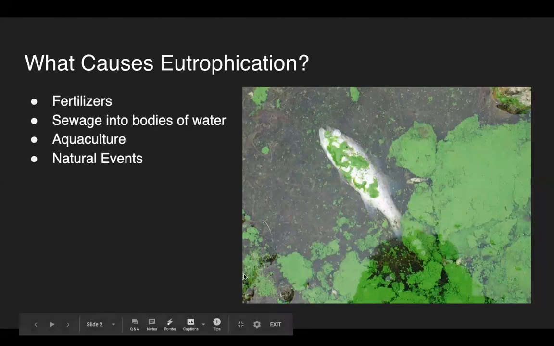And lastly, natural events. Natural events such as floods or the natural flow of rivers and streams can also wash off excess nutrients from land, going into the water systems. And that also causes excess growth of algal blooms. Next slide.